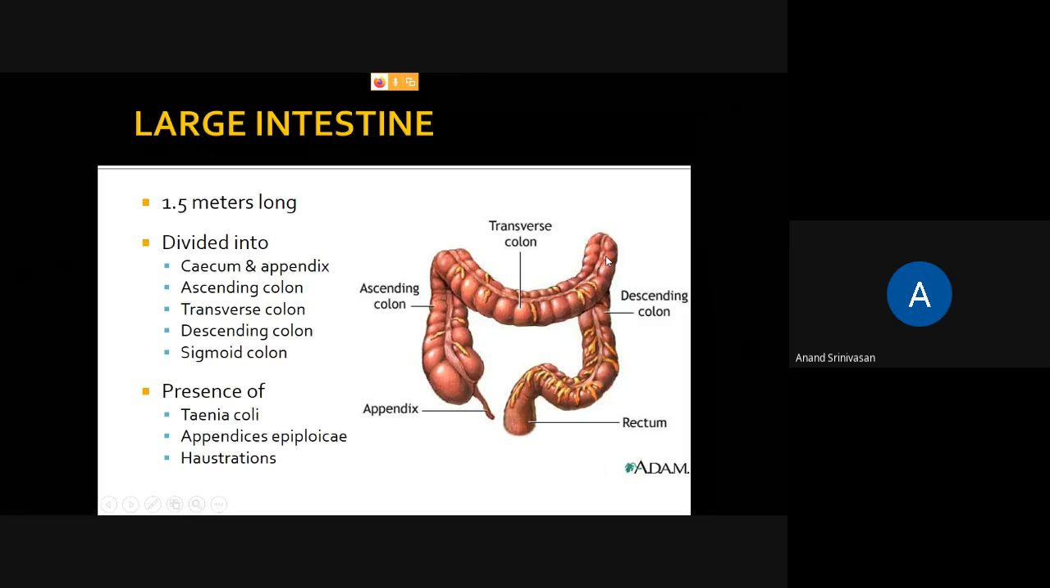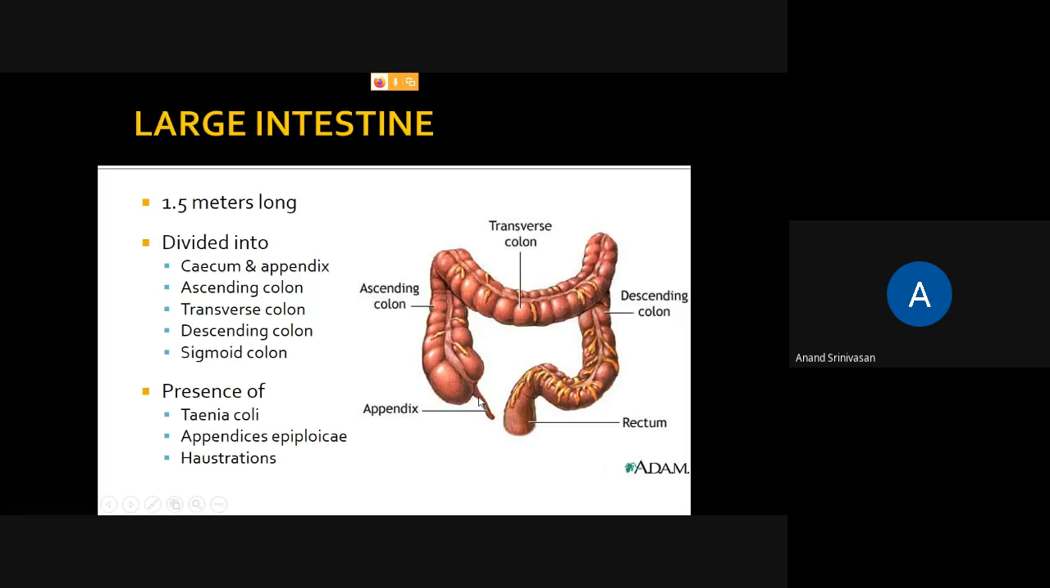Then after the cecum, the ascending colon, transverse colon, and descending colon. Then comes the sigmoid colon. Because it is S-shaped, it is called sigmoid.